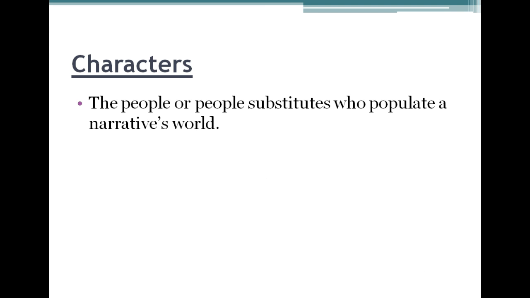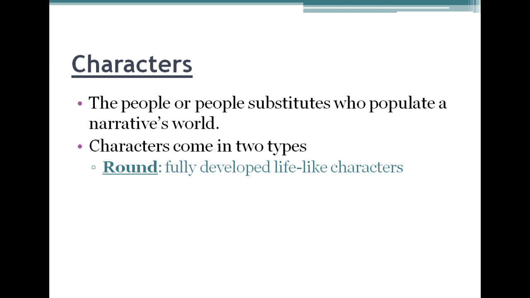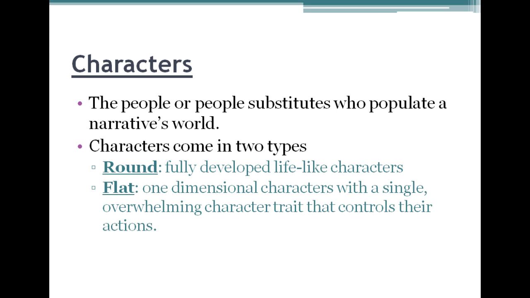And all stories have characters. These are the people or people substitutes who populate a narrative's world. They come in 2 types. Round characters are fully developed, lifelike characters, like the people that you meet and you know. Flat characters are one-dimensional characters. They only have a single overwhelming character trait, and there's very little character growth where the character learns things and does things differently from the beginning to the end of the story. Whereas round characters, as they attack their conflict, will grow. They will become different people.